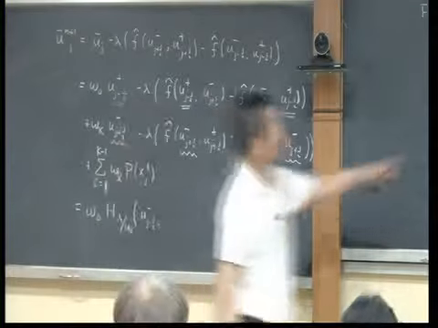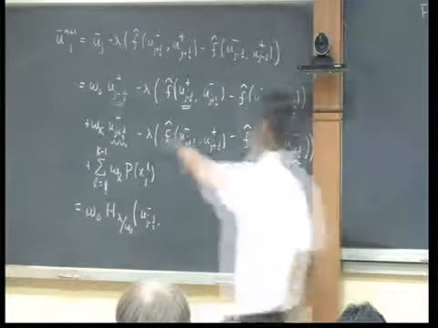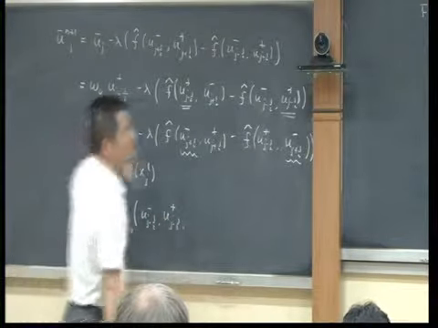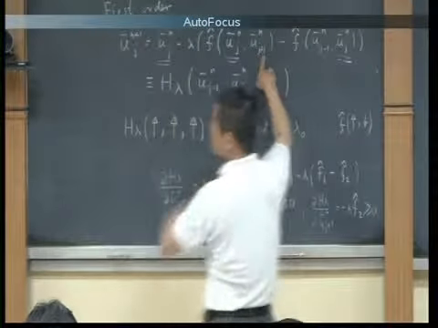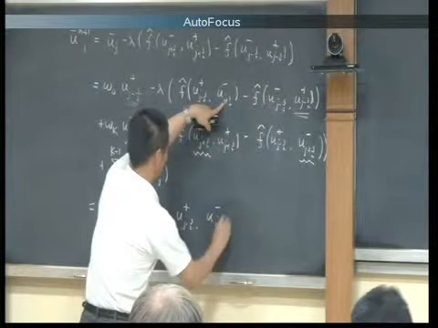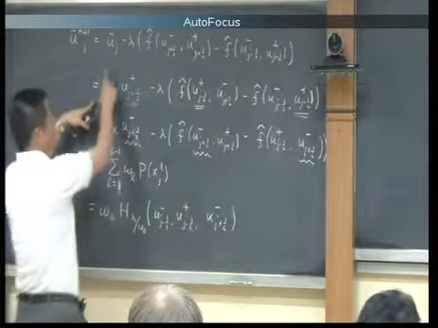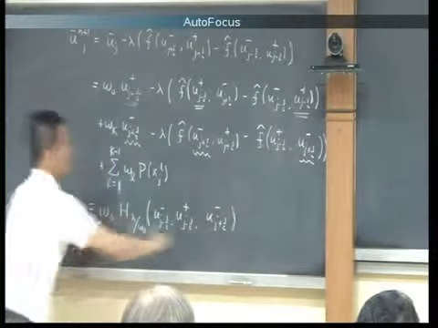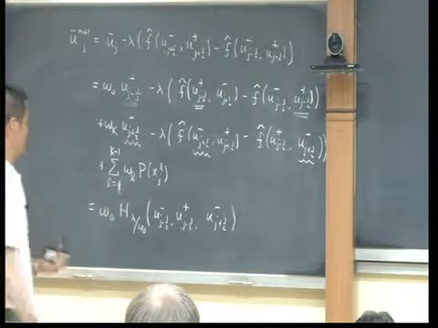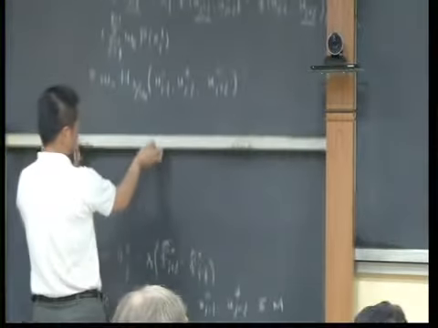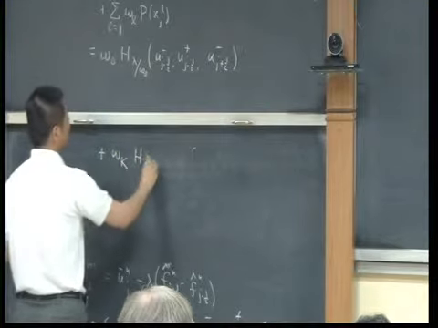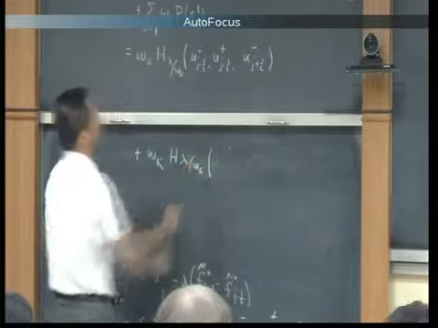The second one is the guy here. The third one is the guy here. This whole caboodle is equal to this. My definition is just copy, plus omega k capital H lambda over omega k of three guys.